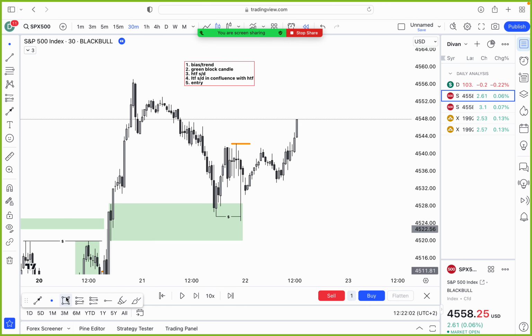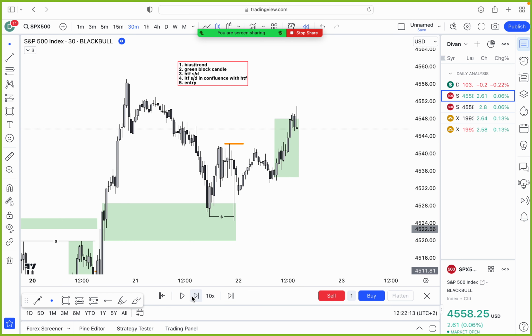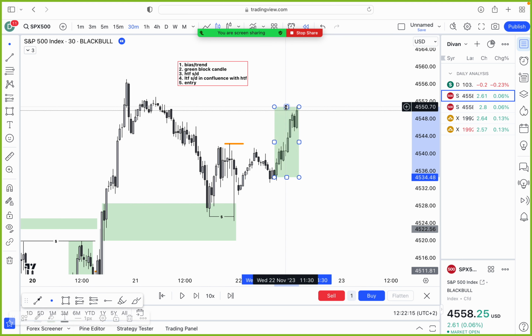Anyways, number one, bias is bullish. Number two, let's just find the 8 after 9 AM candle. We go down to there. Let me just forward this quickly. So there we go. That is, no, one more.